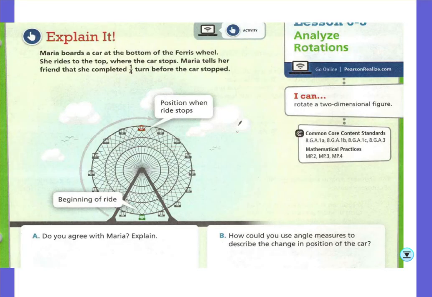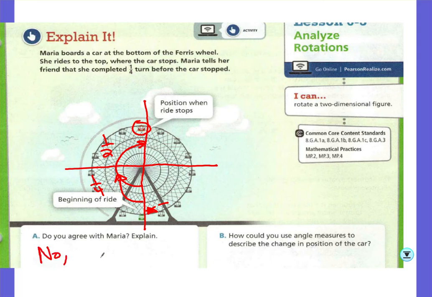We've got our exploration problem. So we had Maria, she was on board at the bottom of the Ferris wheel. That's where Maria was at the start. And she rides to the top where the car stops. So Maria tells her friend she completed a 1/4 turn. I think a lot of you will say, I don't agree with Maria at all, because if you would take this and split it up into quarters, that's 1/4 right here. If we were to undergo this to get to our ending point, that would obviously be a half. So no, we'll write a half turn.